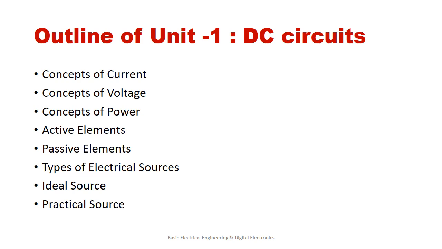Now, this is the outline of Unit 1 for DC circuit for the basic electrical engineering and digital electronics subject. First of all, we have to be introduced to the concept of current, then the concept of voltage, concept of power, active elements, passive elements, then types of electrical sources. It contains ideal sources and practical sources.